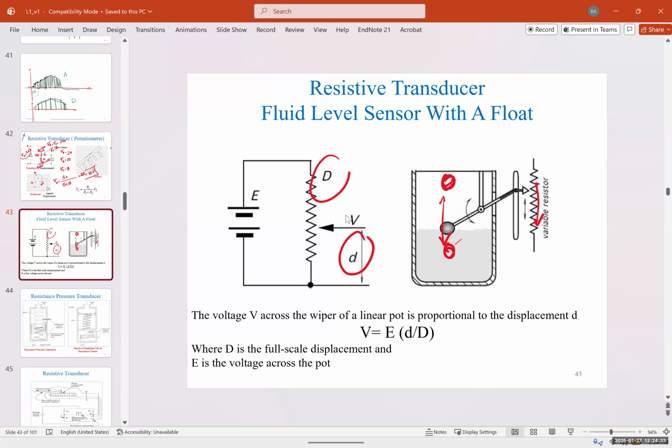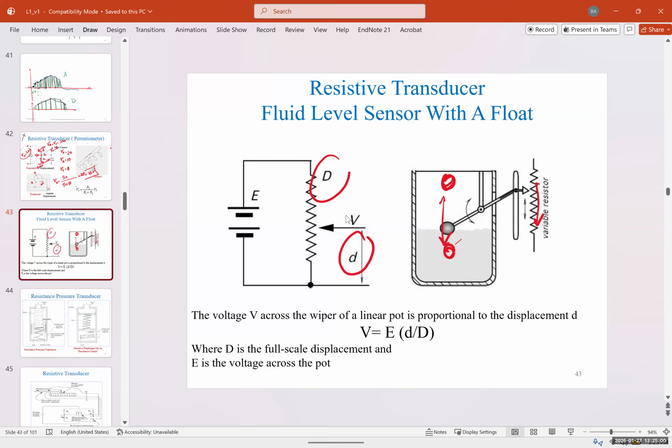And the voltage, again using the voltage divider principle, across the wiper of a linear pot is proportional to the displacement d. So V is going to be E, which is the source voltage, times d over capital D, where D is the full-scale displacement and E is the voltage across the pot.